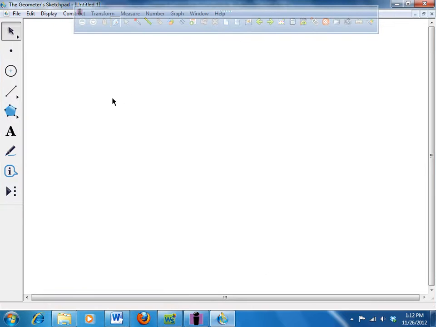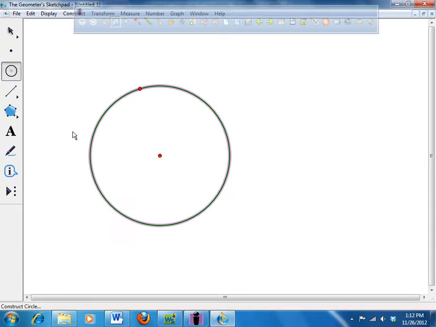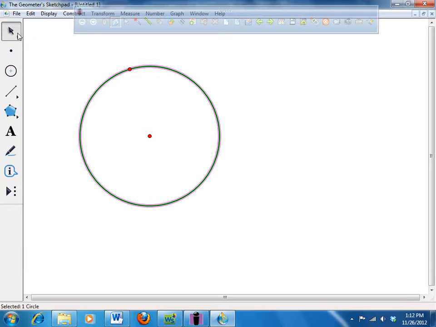For the viewing audience out there, I'm going to make a circle. Here's a circle. And I'm going to make a chord. Here's a chord. So we're going to make a chord on this circle. I want to get a chord. Why is it not there?